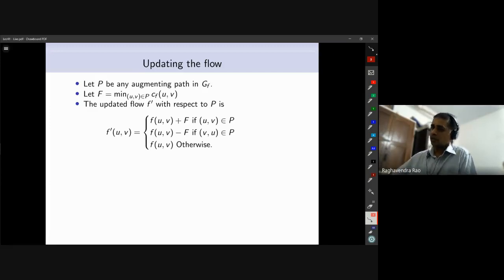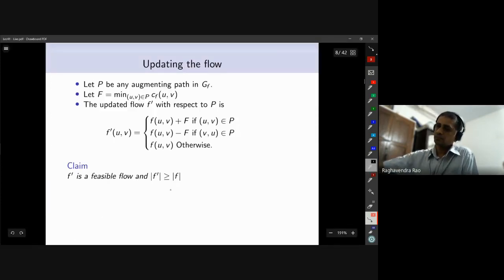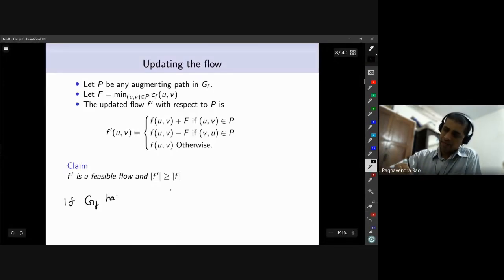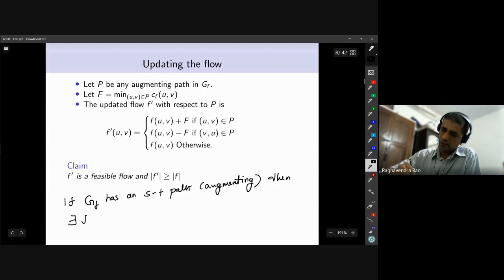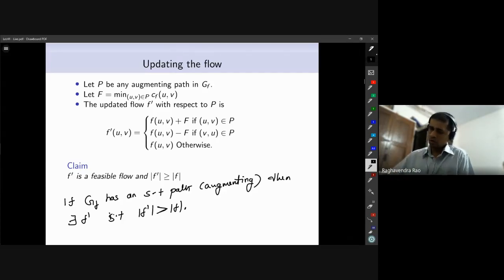So in conclusion, what we have is: if G_f has an augmenting path, an s to t path, then there is a flow f' such that the value of f' is strictly greater than the value of f.